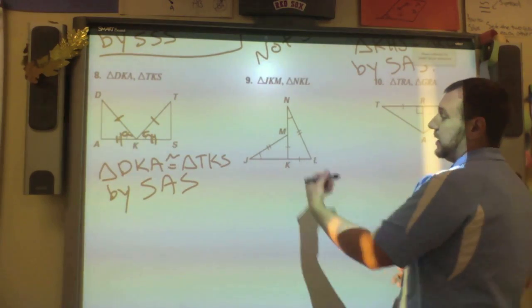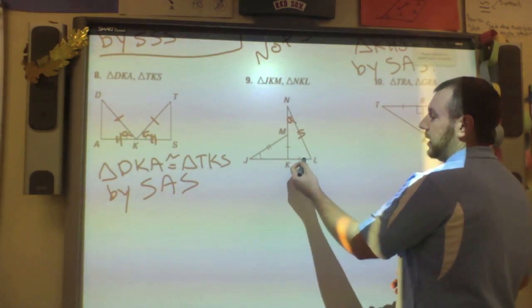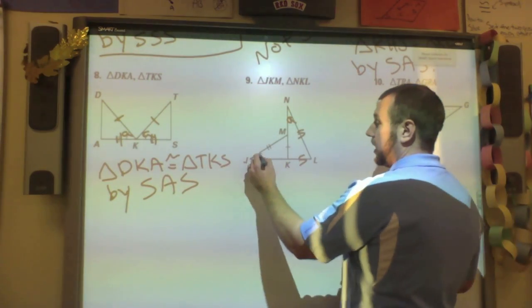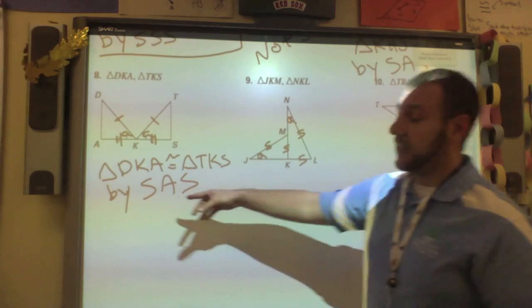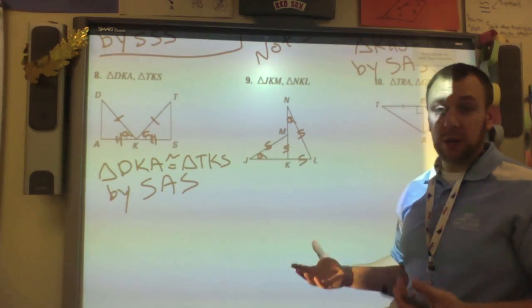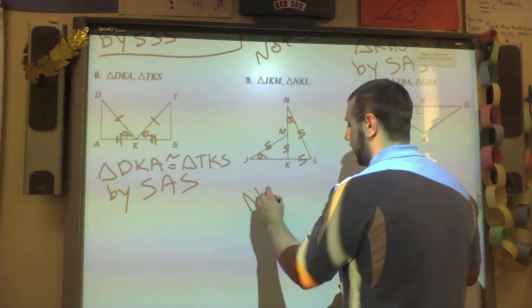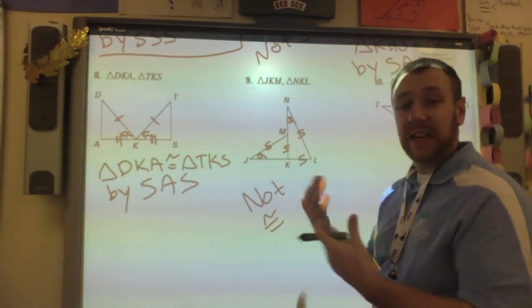Here, I know this angle, I know this side, and I know this side in both triangles. But is that angle in between the two sides I know? No. So that is not congruent because it's outside the two sides. It has to be in between.